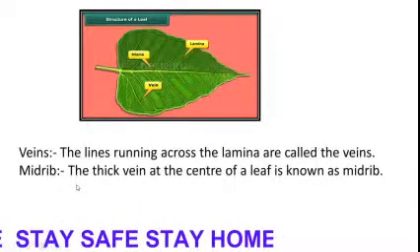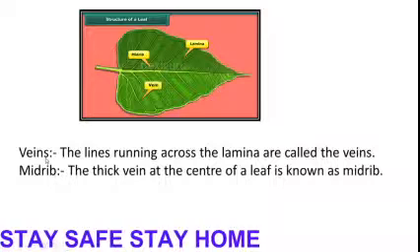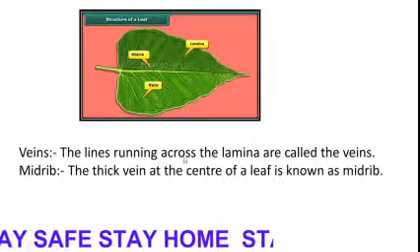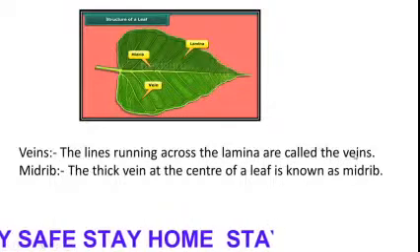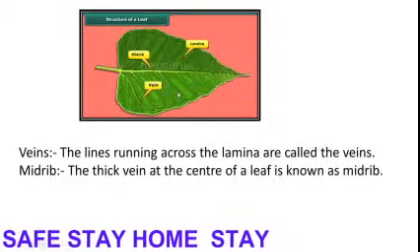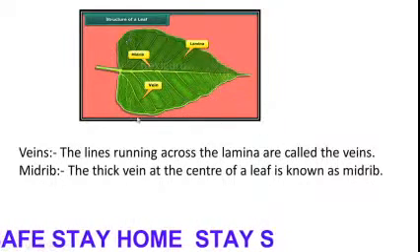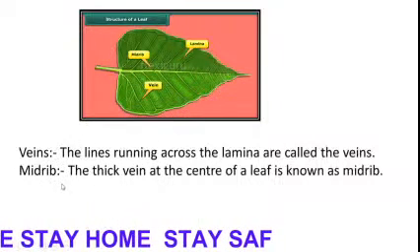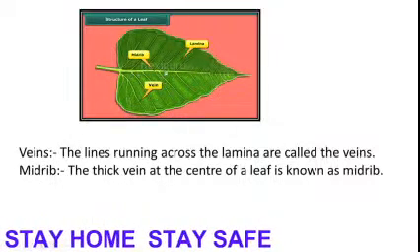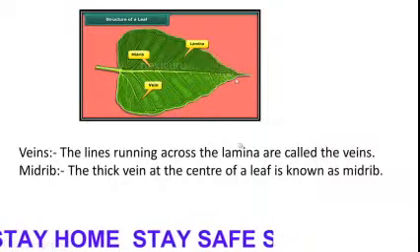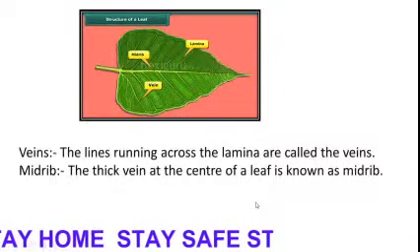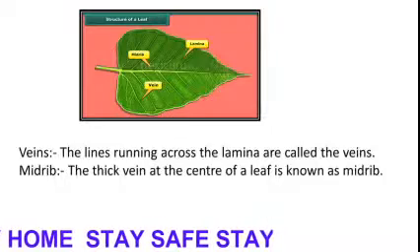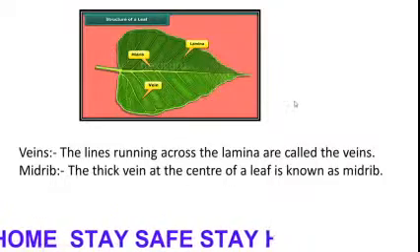Next, dear students, about the veins. What are the veins? The lines running across the lamina are called the veins. Can you see these veins? This is the lamina, and the lines you can see are the veins. What is the meaning of midrib? The thick vein at the center of the leaf is called midrib.